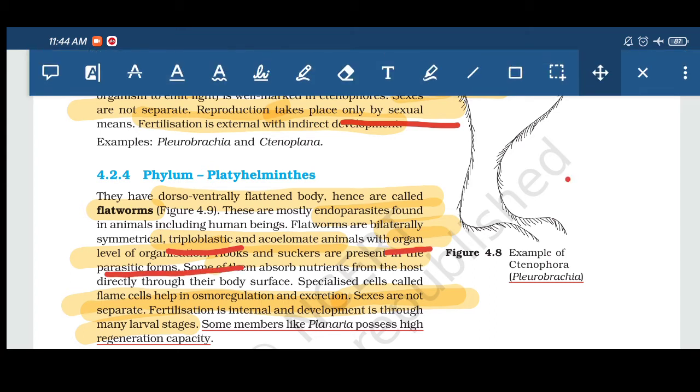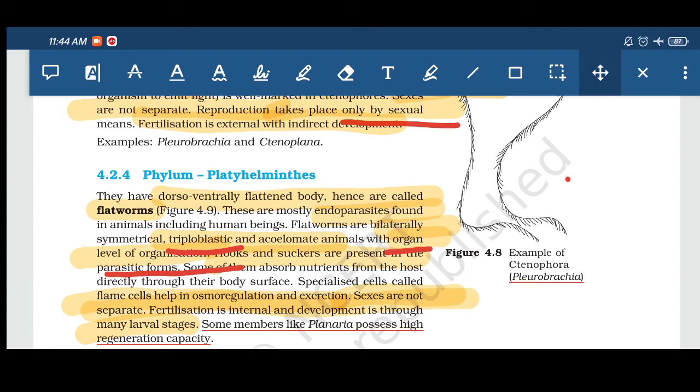Next, they have hooks and suckers for the parasitic form. Hooks and suckers are for sucking the blood or the nutrition from the host organism. Some of them absorb nutrients from the host directly through the body surface. Specialized cells called flame cells carry out excretion and also osmoregulation.